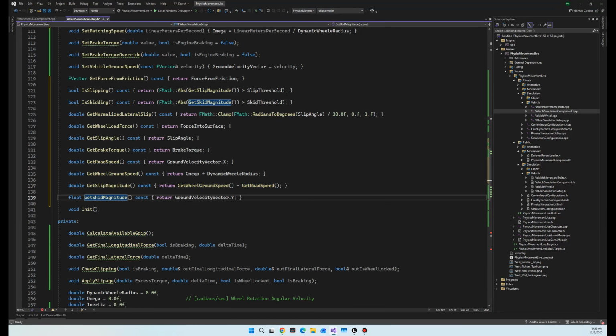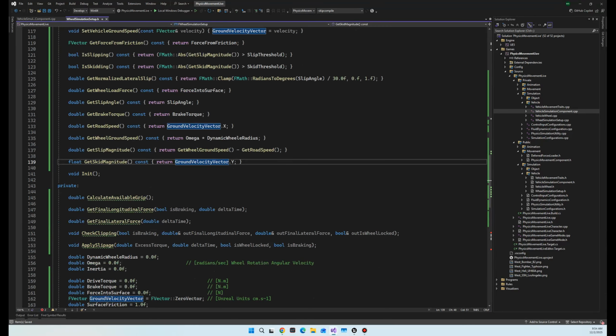And then we have the skid speed. Slip speed is whether the tires are slipping in the x direction, right? If the wheels are going faster than the amount of friction force that we can keep, then the wheels are going to be slipping instead of gripping. And then skidding is left and right, so that's just the ground velocity vector on the y plane.